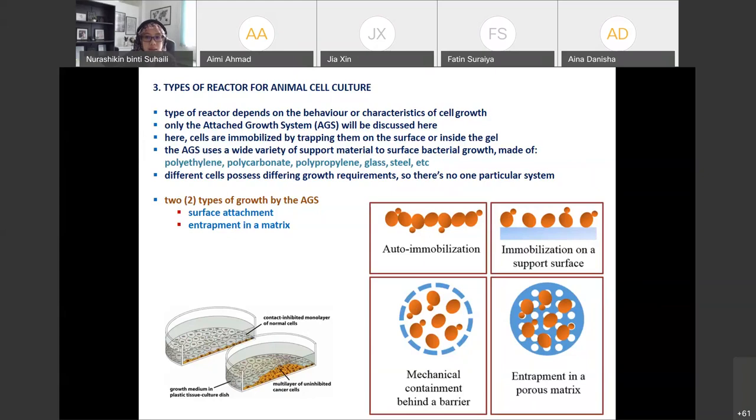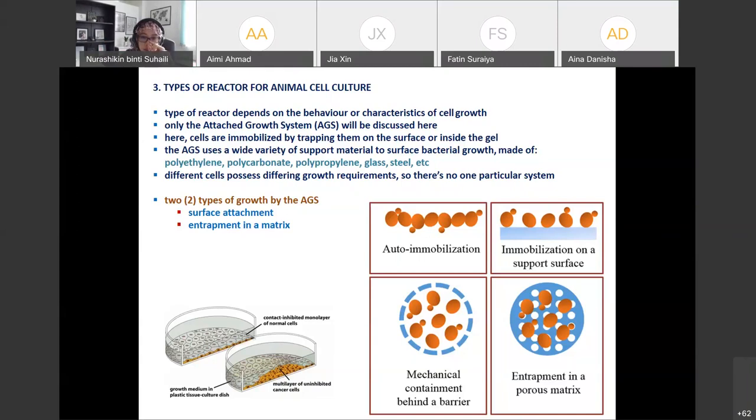Entrapment in a matrix. So just now was attachment on a surface. Entrapment in a matrix means that there is a type of structure that holds the cells inside. So in the reactor, it looks like this. It looks like small beads. And inside those beads, actually, there are cells. So the material for the matrix can be natural polymers or synthetic polymers.